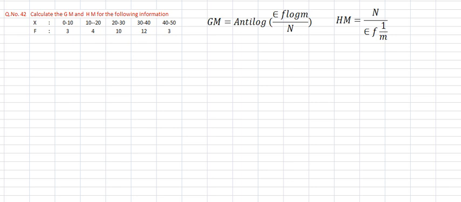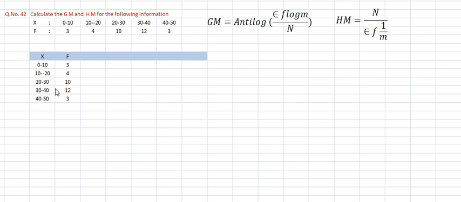Question number 42 is: calculate the geometric mean and harmonic mean for the following. So this was the question for you, x and f. I will write it here now, the x values and the f values.